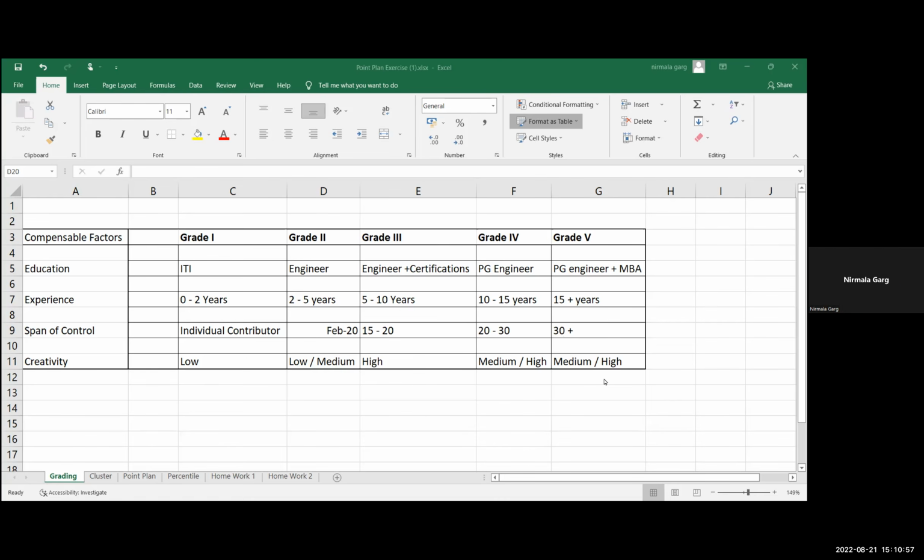Now, step 4, what do you need to do? You are going to evaluate all the jobs which you have and the jobs which have to be evaluated. What does that mean? That means you are going to look at those standard job descriptions and evaluate them and see where those descriptors in terms of education, experience, span of control fit. Do they fit in grade 1? Grade 2? Or grade 3, grade 4, grade 5? So you are evaluating and then mapping them into respective grades.